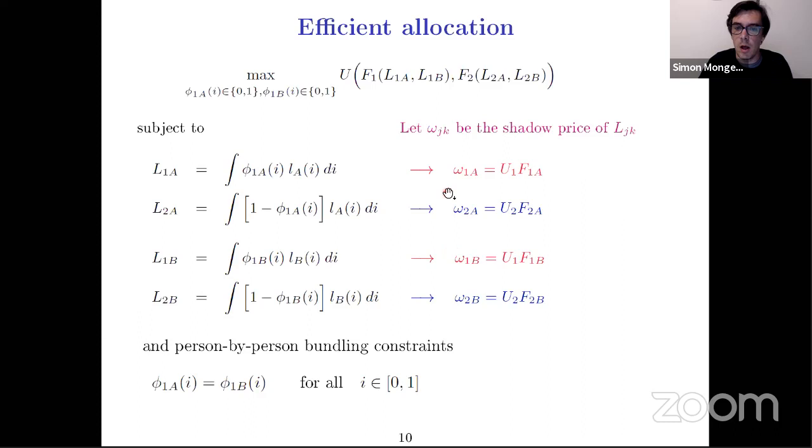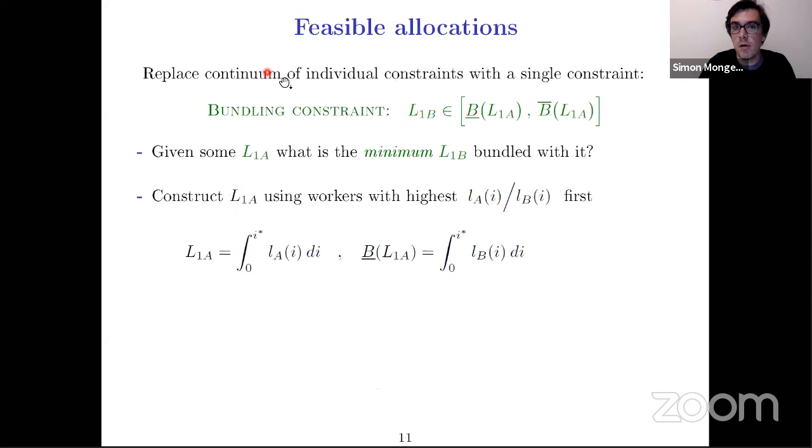occupation depend on technologies. Okay, so what we show in the paper is that you can replace this continuum of person by person bundling constraints by a single aggregate constraint that the planner faces. All right, and I'm going to call this the aggregate bundling constraint. Okay, so what's the aggregate bundling constraint?